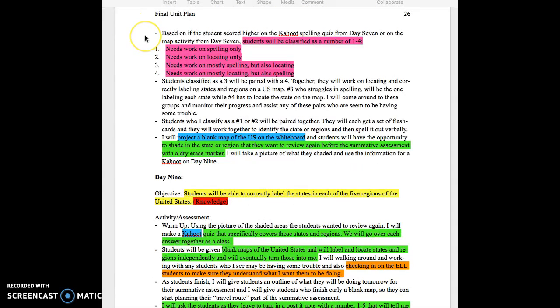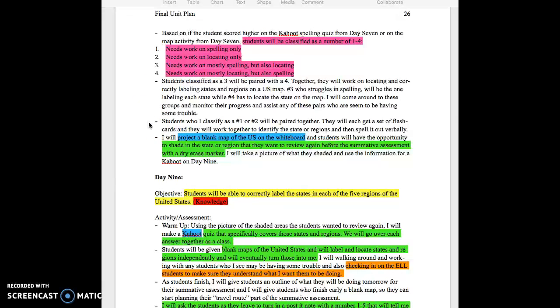I will then separate the students into one of these 4 categories. I'll label them as either a 1, 2, 3, or 4, and then 1s and 2s will work together in pairs, and 3s and 4s will work together in pairs. So students classified as 3 will be paired together with a 4, and together they will work on locating and correctly labeling states and regions on a map. Number 3, who struggles in spelling, will be the one labeling each state, so they'll have to work on spelling. And then number 4, who struggles with locating, is going to be the one having to locate.